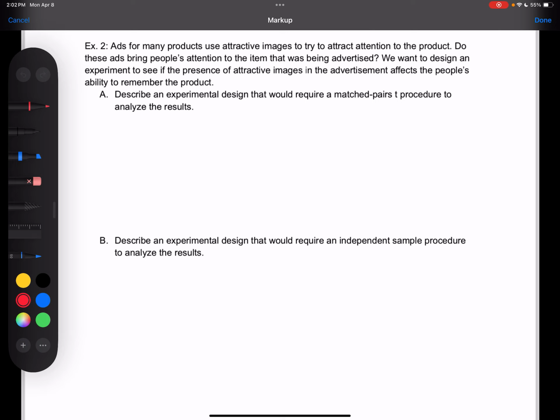Ads for many products use attractive images to try to attract attention to the product. Do these ads bring people's attention to the item that was being advertised? We want to design an experiment to see if the presence of attractive images in the advertisement affects the people's ability to remember the product. Describe an experimental design that would require a matched pairs t procedure to analyze the results.